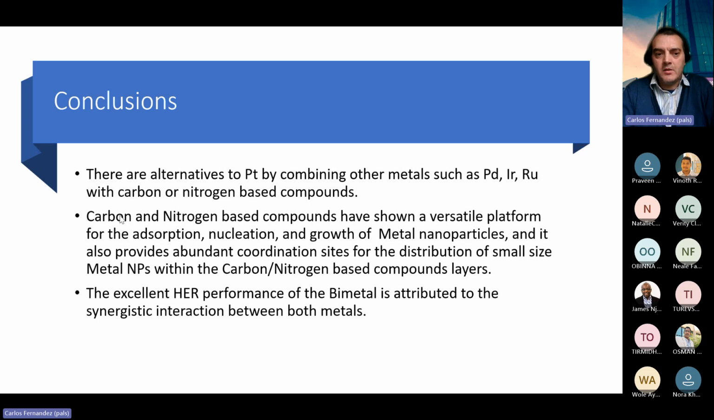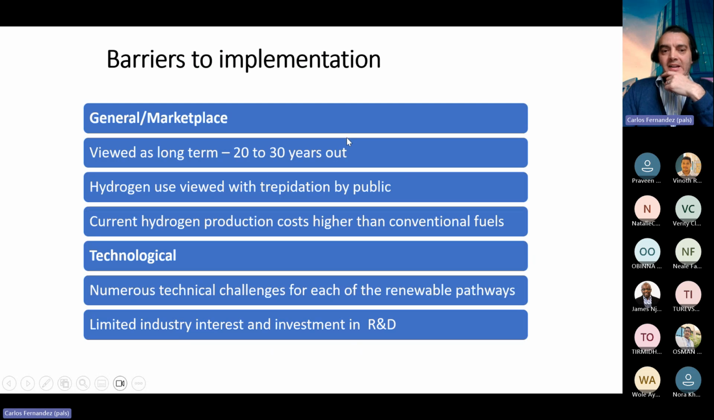We have seen several examples: graphene, graphite, and different carbon based materials. We have seen also the hydrogen evolution reaction performance of the bimetal. We said it was attributed to the synergistic interaction between both metals, or the bimetallic metals. Some of the barriers to the implementation we have seen already.